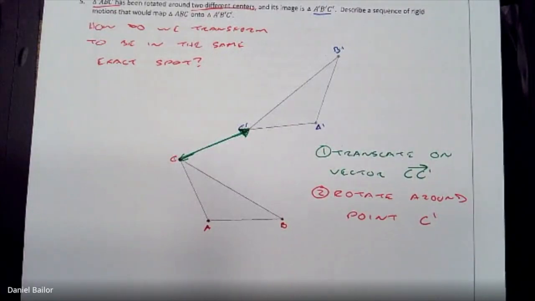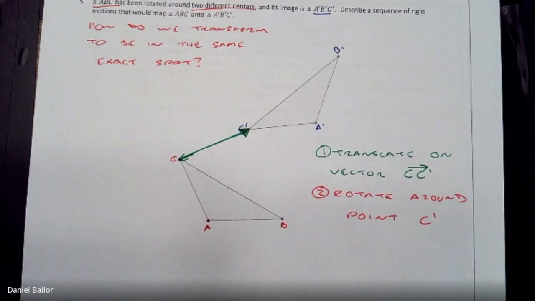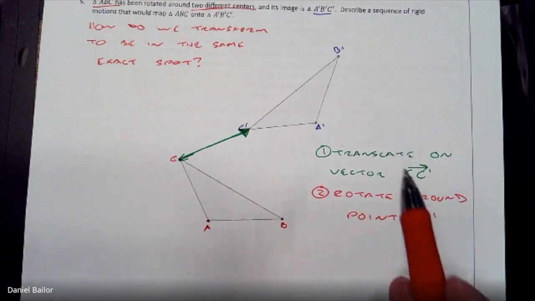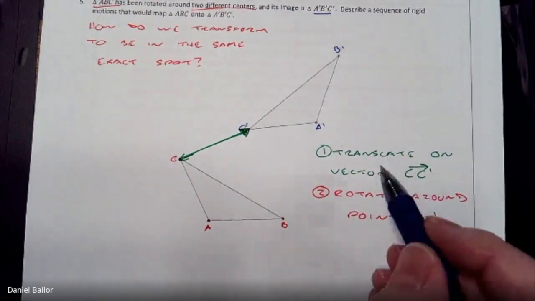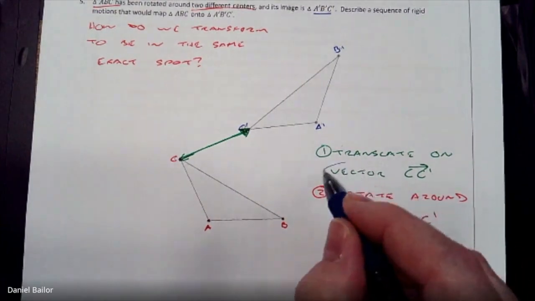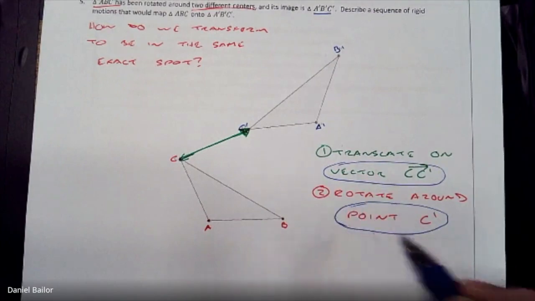So you can see this is the explanation for how we move them back. We slide and then we spin. So that is the best way to do it. And if you notice, my explanation did not just say translate and rotate. I told you the rules also. I told you the vector you use, and I told you what point we rotate around.